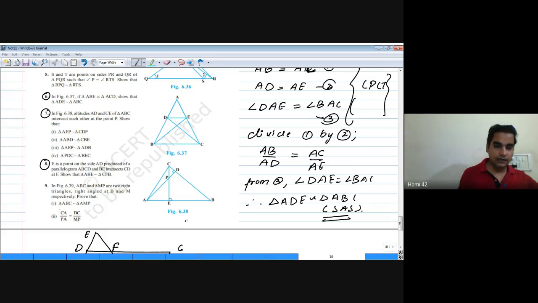With AA, just give me a second. AEP, CDP. Yes, correct, Shanawaz. Yes, because one is 90 degrees and the other will be the vertically opposite angle. So yes, AA can be used. But write the correspondence properly.